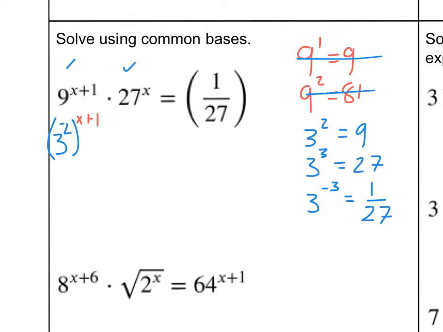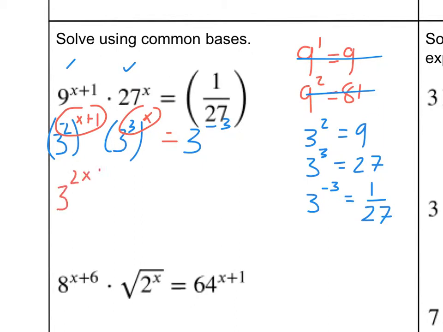I'm going to keep the things I'm substituting in blue just so they look different. 3 to the 3rd to the x, and then 3 to the negative 3rd. All right, using some exponent rules, we've got powers to a power. That means those exponents are going to multiply. So we've got 3 to the 2x plus 2 multiplied by 3 to the 3x is equal to 3 to the negative 3.